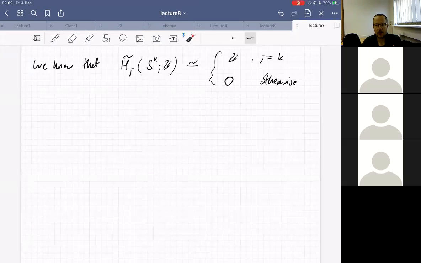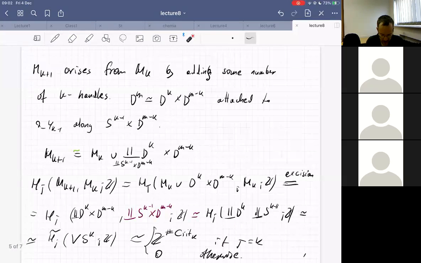Orientation, I think. Orientation, that's a perfect answer. The orientation. So what is the orientation? This is precisely the orientation of this space, which comes back to the orientation of this space, which essentially is the orientation of the stable manifold of the critical point. Okay, so that's why.